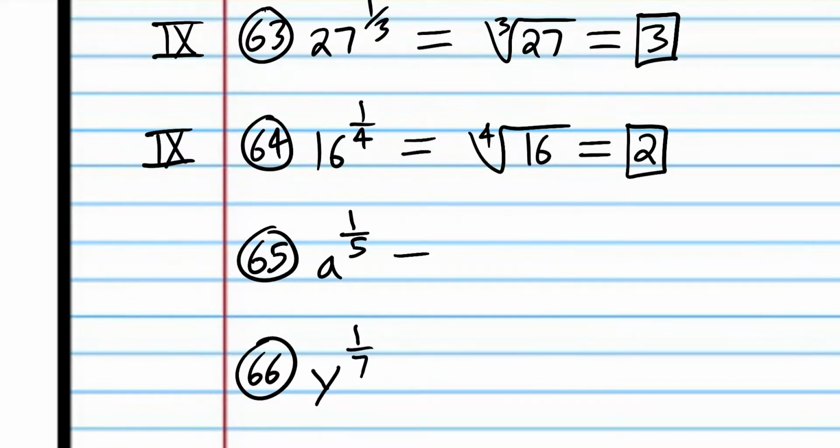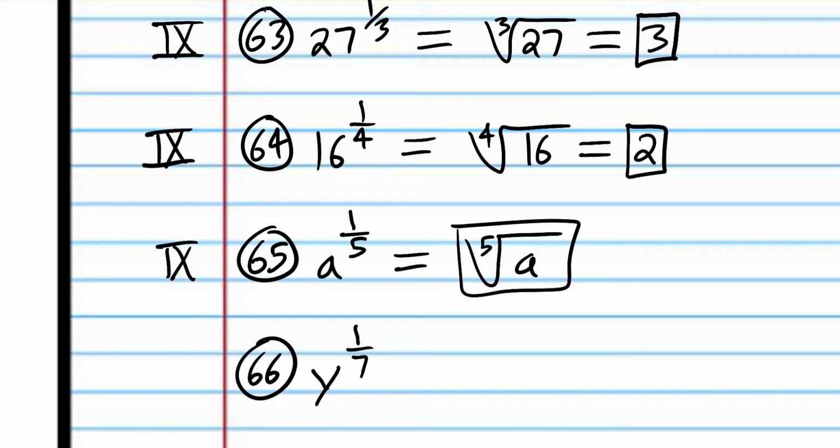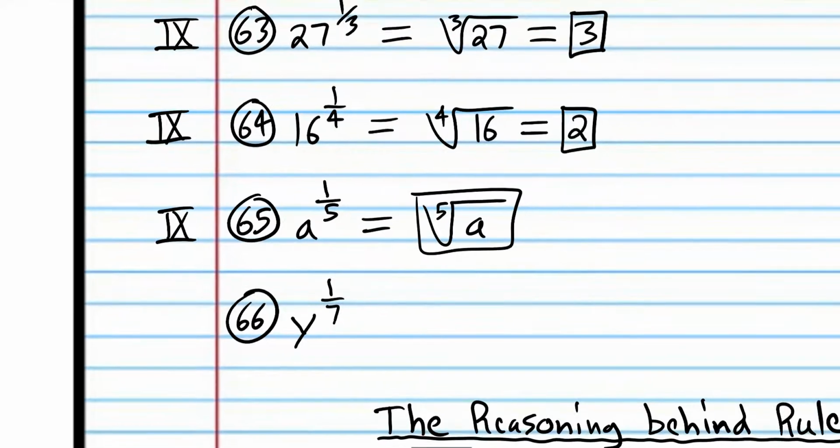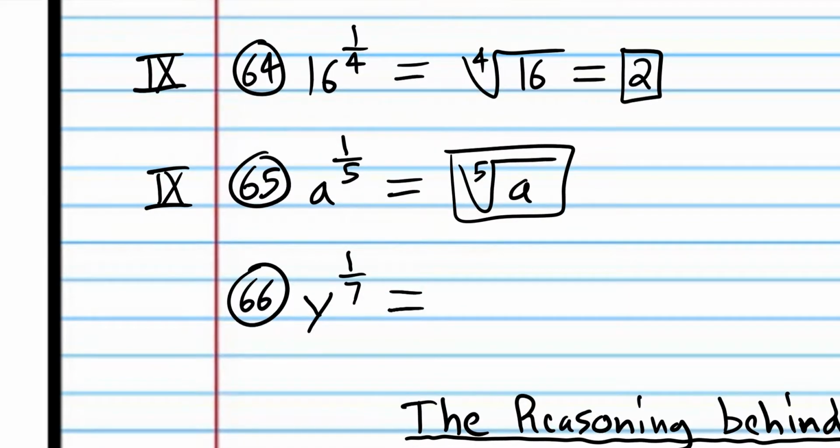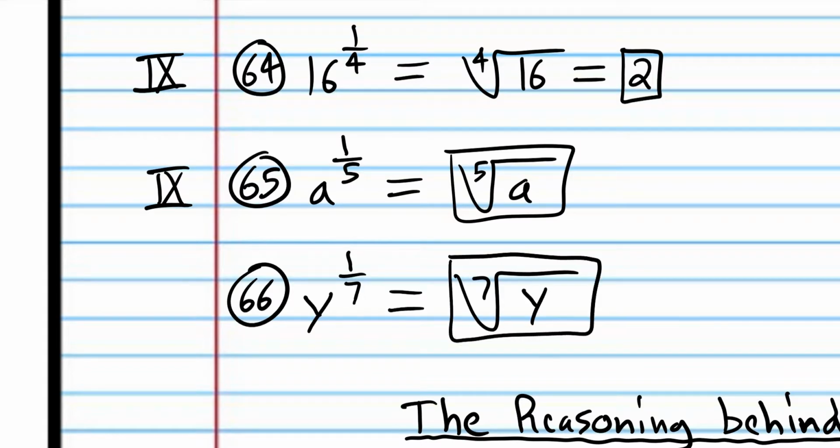All right, we're back. So that's going to be the 5th root of a. And again, that's rule number 9. Try 66. When you come back, we'll do it together. All right, we're back. So that's going to be the 7th root of y. And again, that's rule number 9.